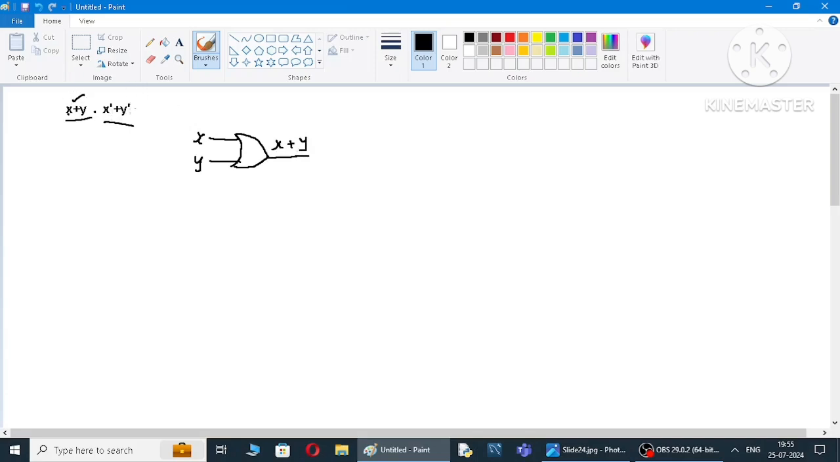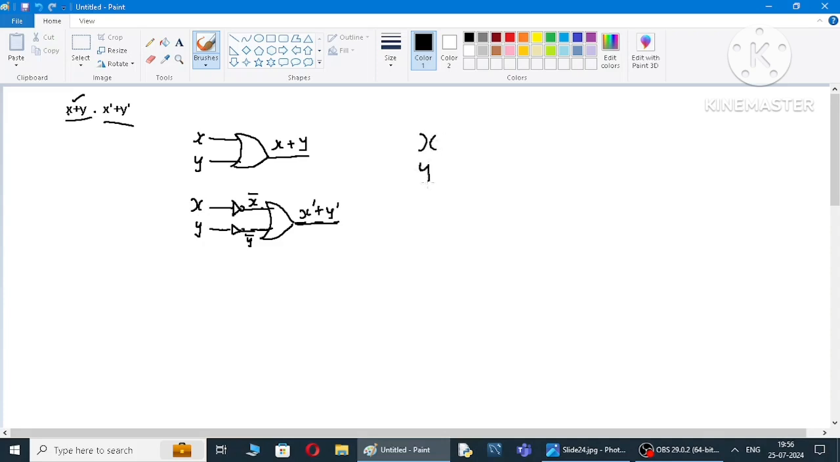Now this is x bar plus y bar. x bar means NOT gate, x complement, right? So x put in a NOT gate will give x complement. y put in a NOT gate will give y complement. So x bar, y bar, both inputs are there. You have to put these in an OR gate again. So put this in an OR gate, you will get x bar plus y bar.